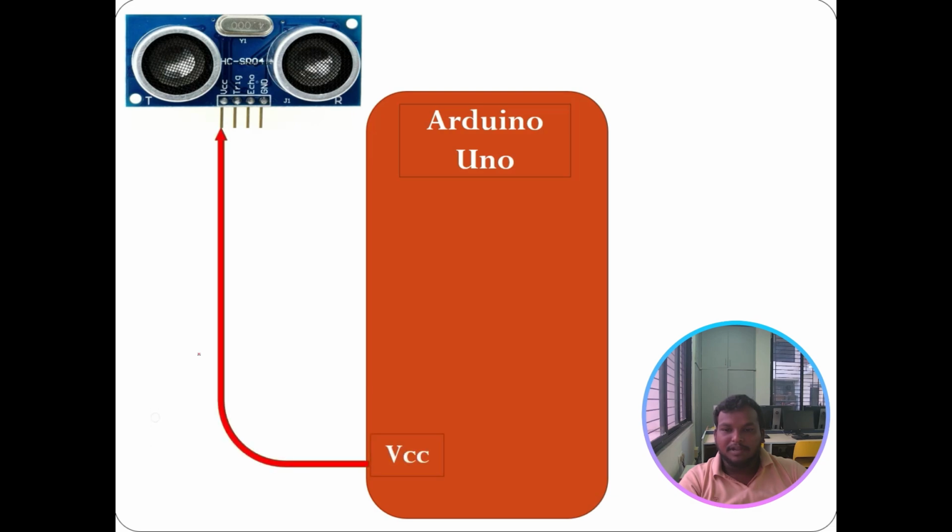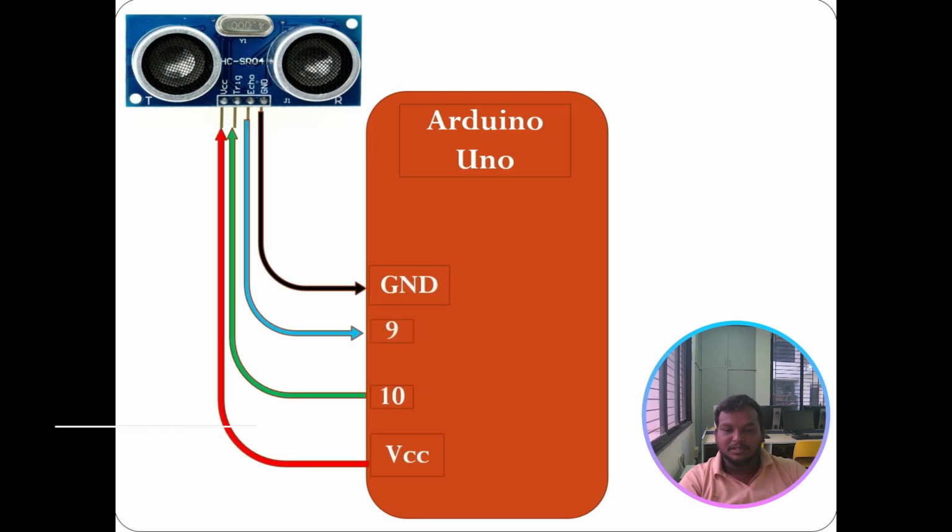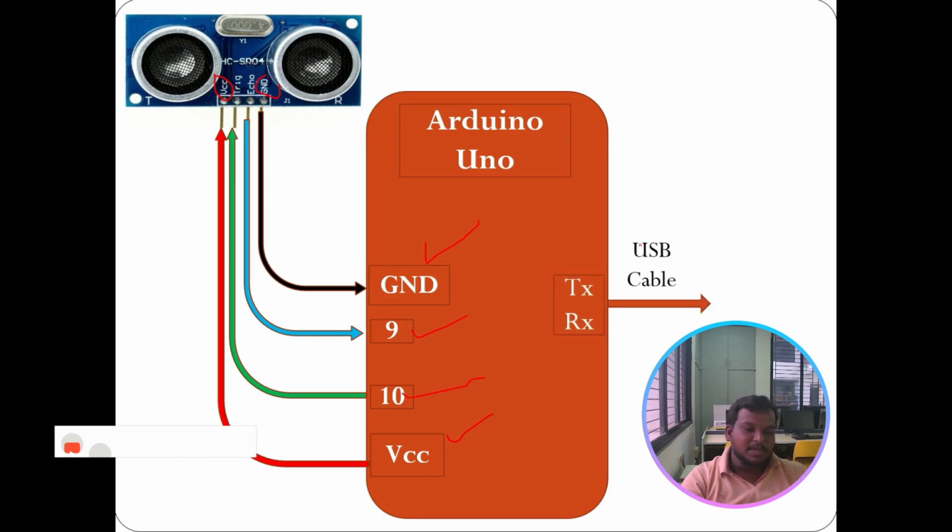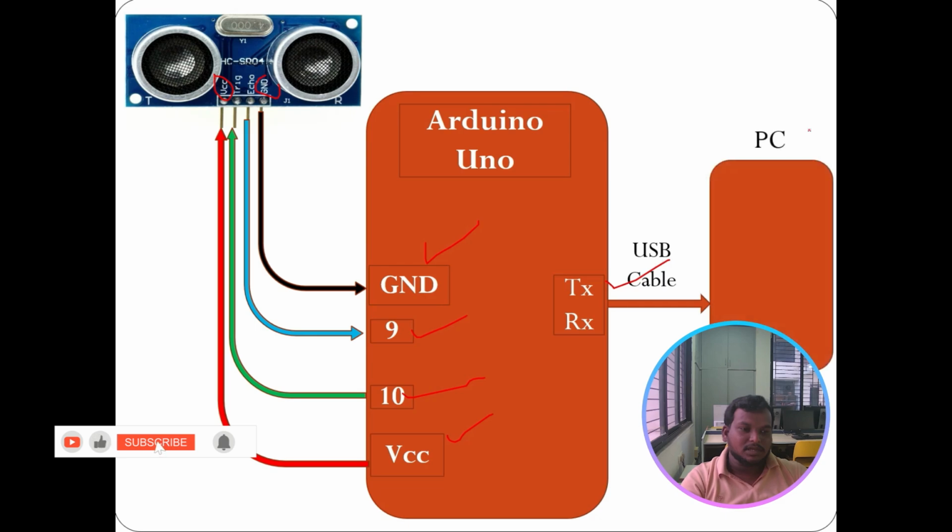Okay, this is the code, with the definitions for pins 2, 3, 4, 5, 6, and the liquid crystal display on pin number 9 and pin number 10. Here we can see the configuration. VCC is connected to VCC, ground is connected to ground, and trigger and echo are connected to 9 and 10. The USB cable, TX and RX, is connected to the PC and serial port.